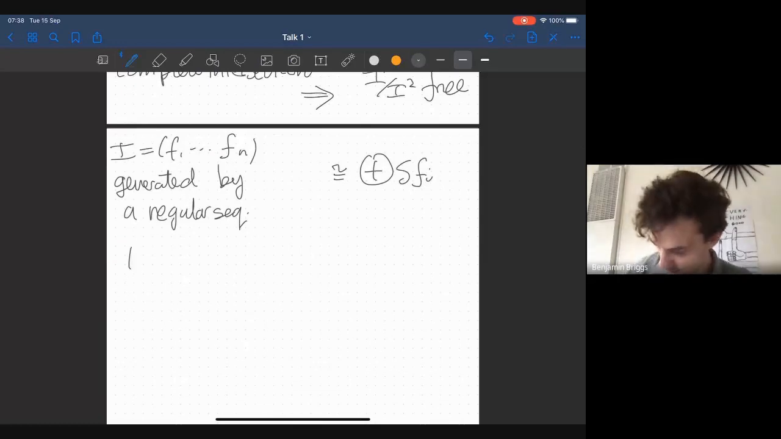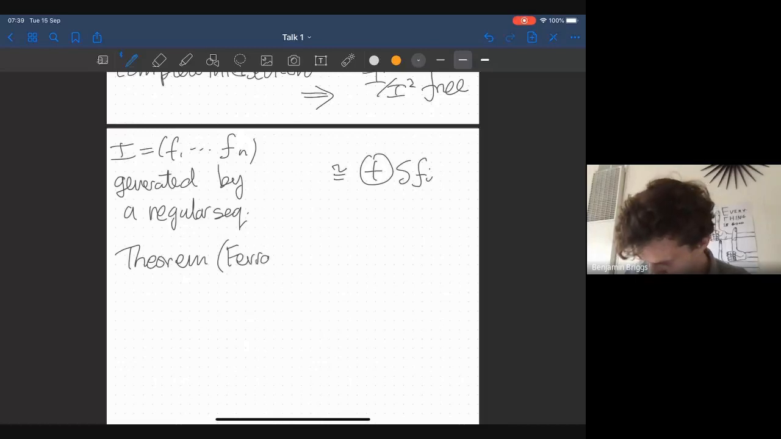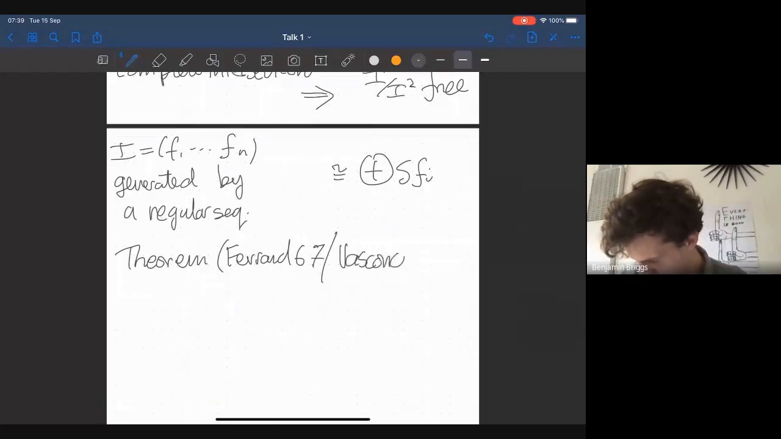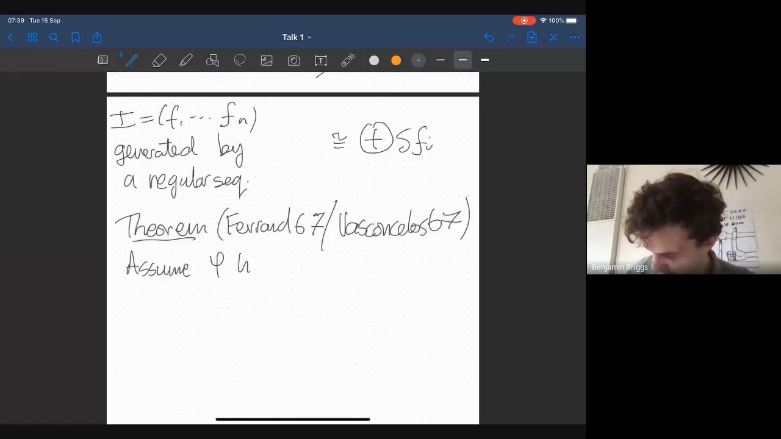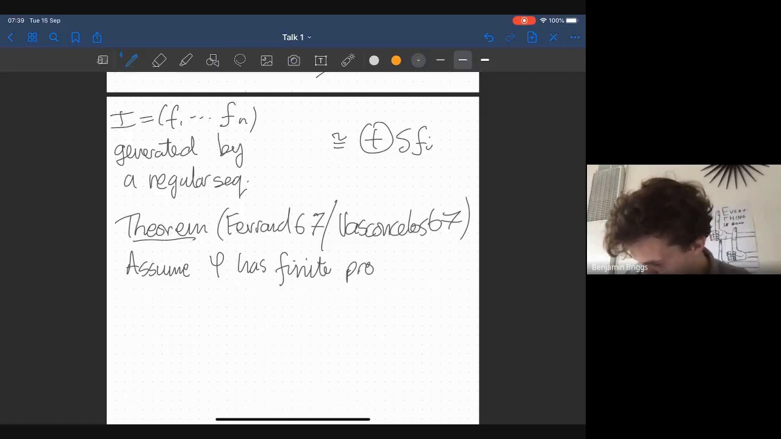So the theorem of Brand in 1967 and Vasconcelos independently also in 1967 says we need to add this assumption: assume phi has finite projective dimension.